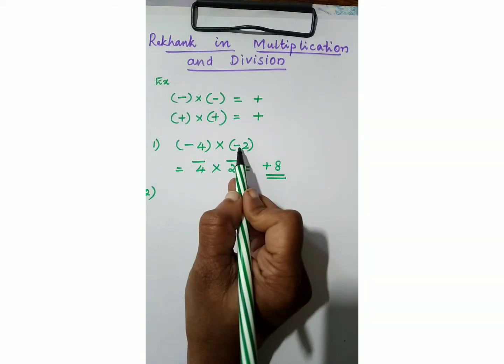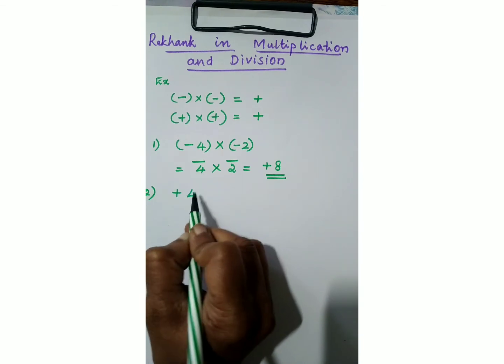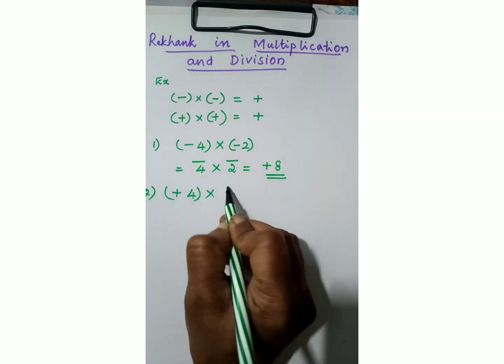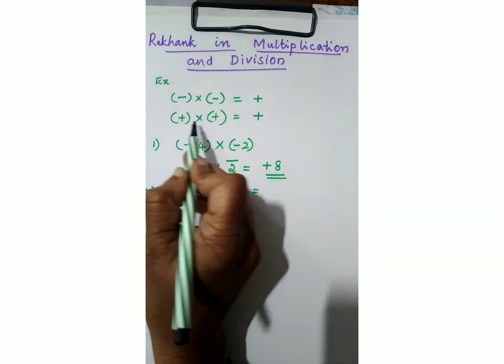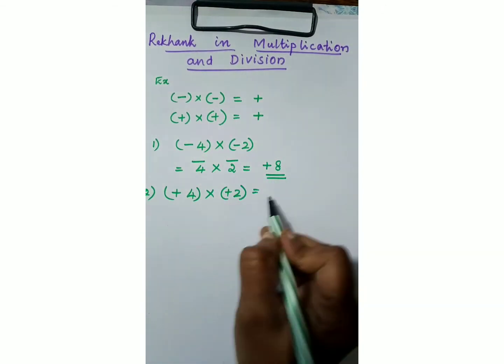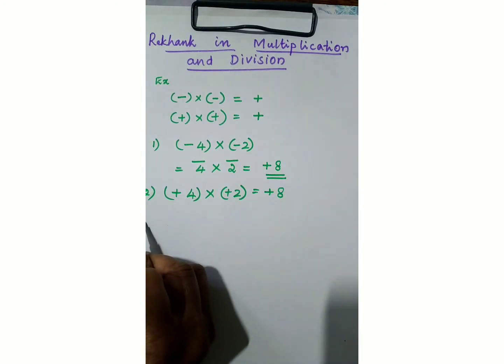Second example. Now both the digits are positive. Positive 4 into positive 2 is equal to plus into plus, or positive into positive is positive. 4 2s are 8.